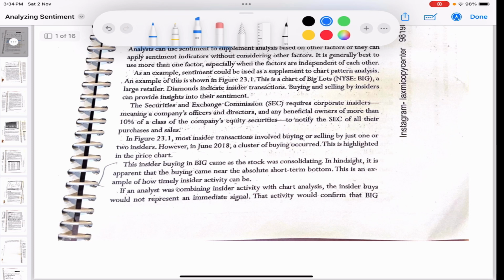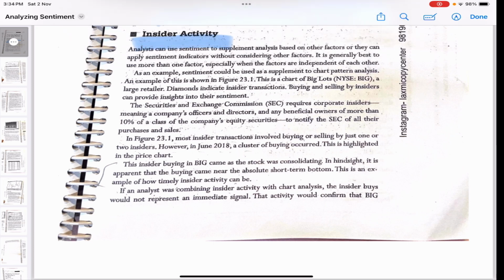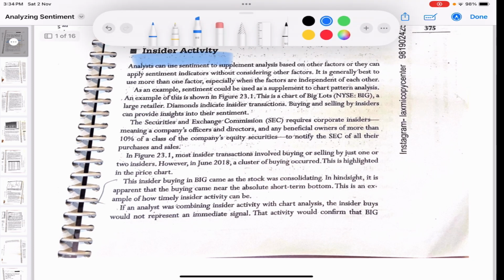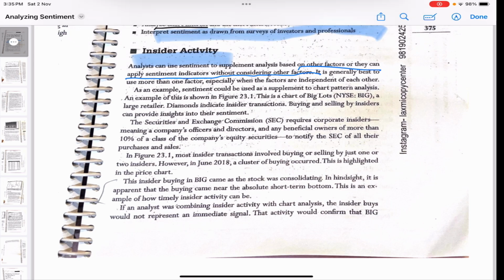Insider activity. Analysts can use sentiment to supplement analysis based on other factors, or they can apply sentiment indicators without considering other factors. It is generally best to use more than one factor, especially when the factors are independent of each other. As an example, sentiment could be used as a supplement to chart pattern analysis. An example is shown in 23.1.